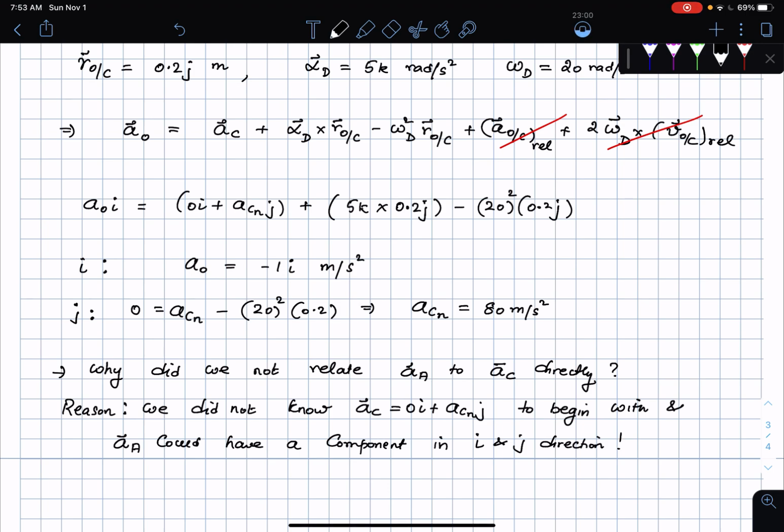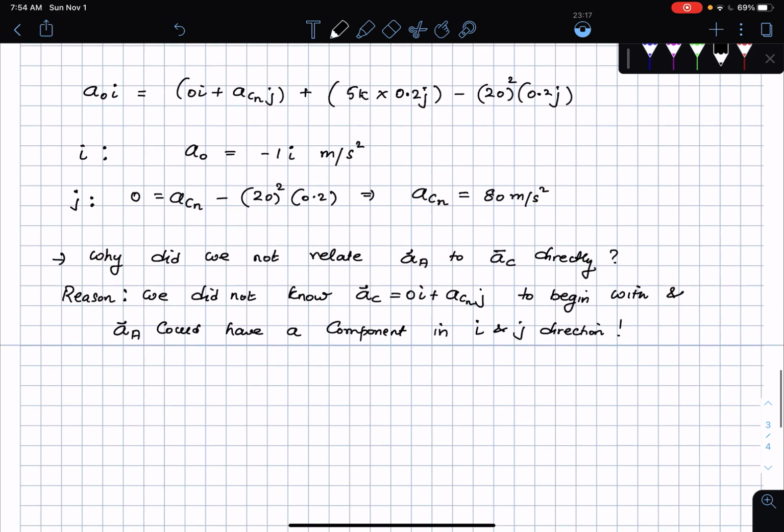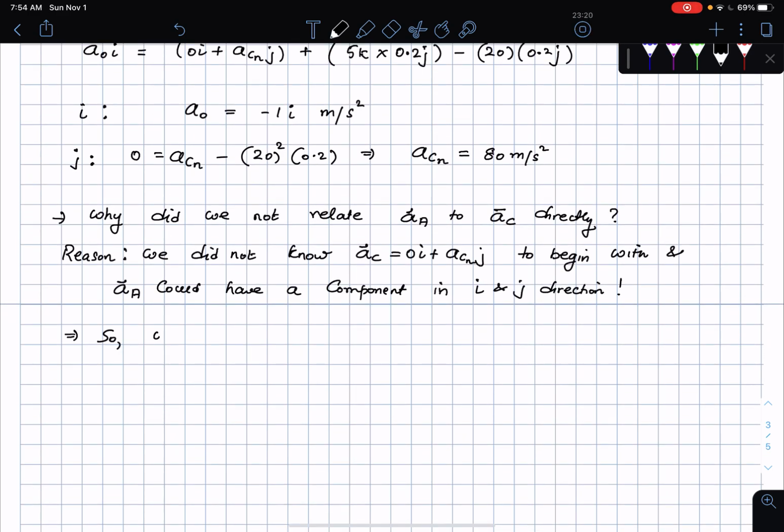Then if I try to find the J component of acceleration of A, I wouldn't be able to do that because I don't know the acceleration of C in the J direction, right? So this normal component is not known to me. Which is why I would not have been able to relate AA to AC directly. I have to find A0 or AC and then find acceleration of A. I hope this makes sense. This is a key statement here. Why am I doing certain things? Why am I not doing certain things?